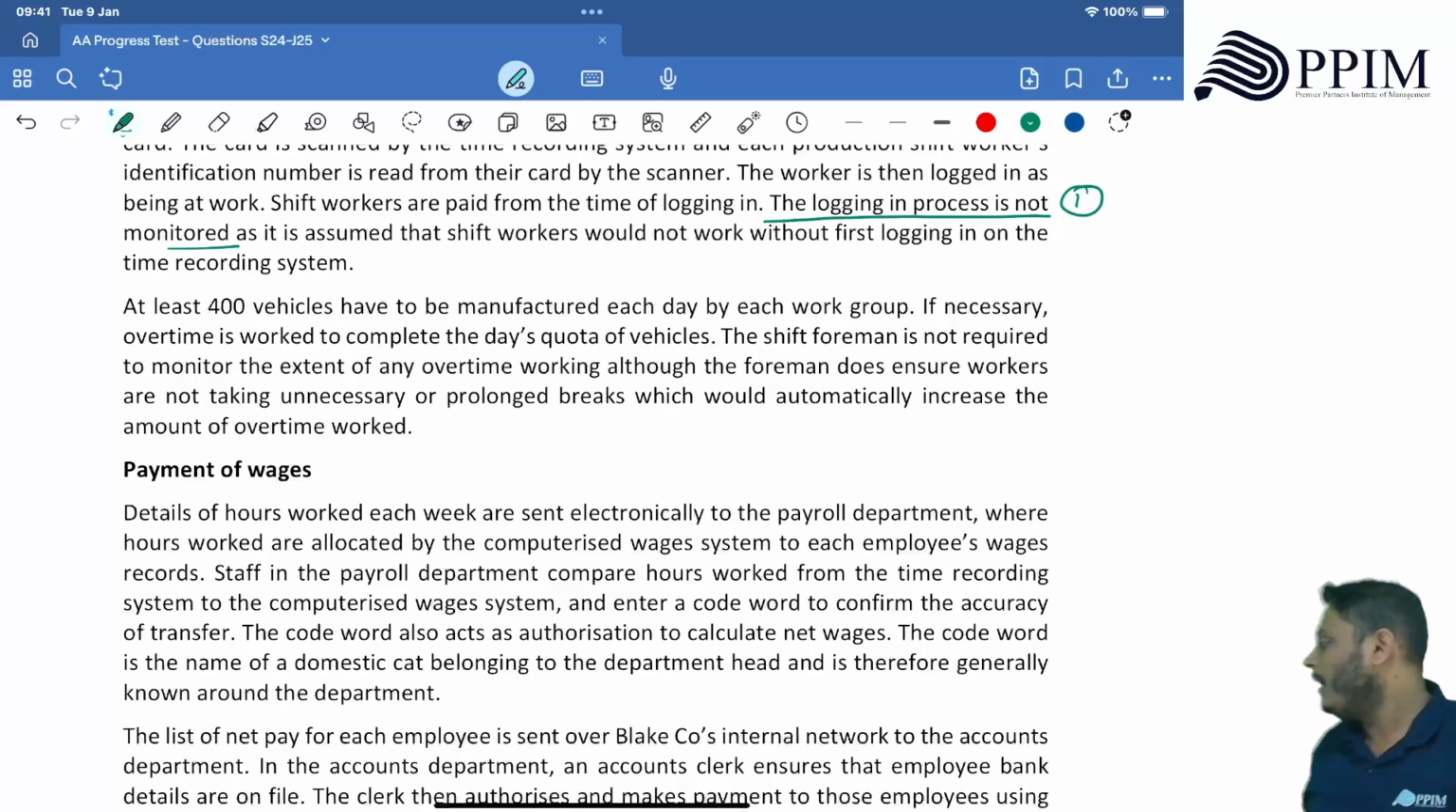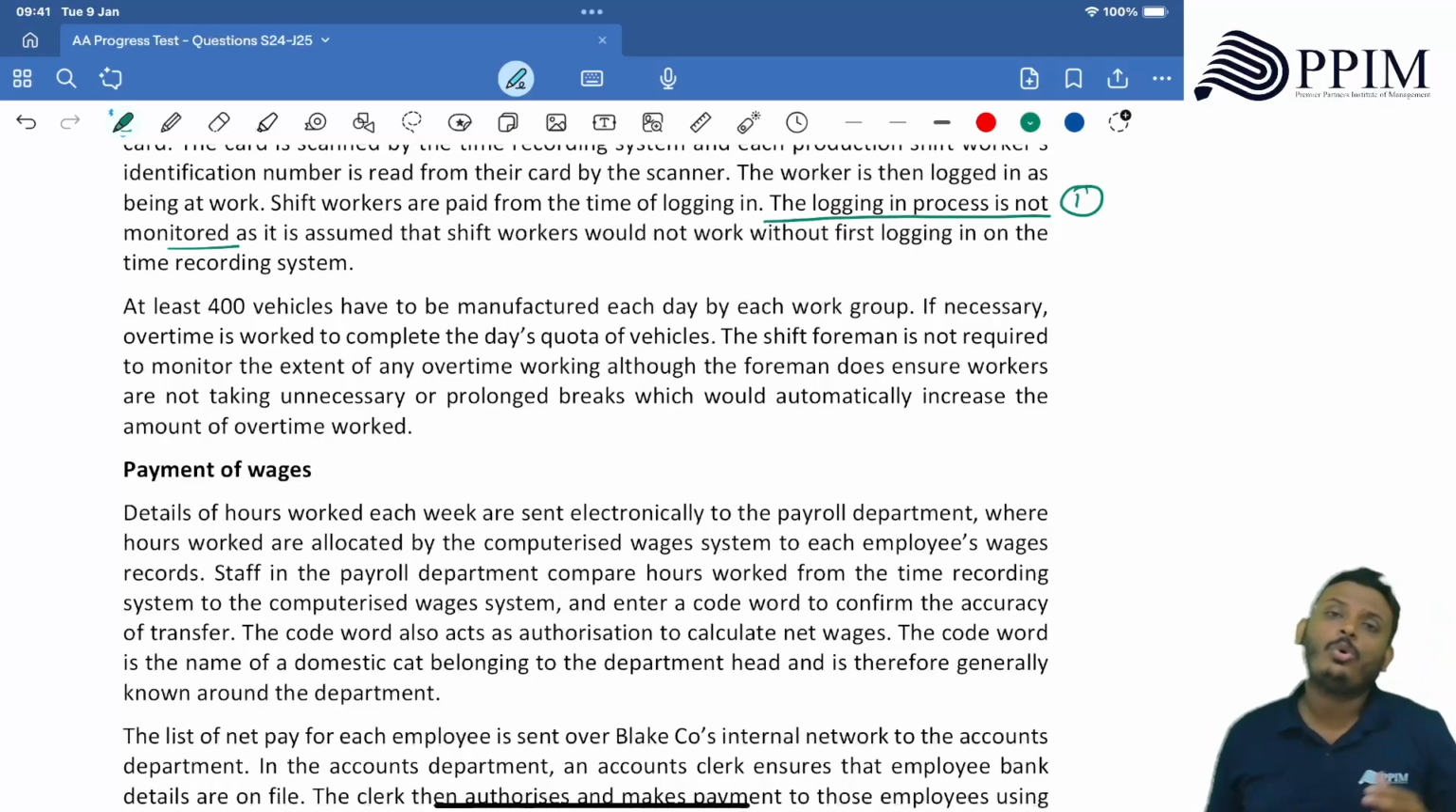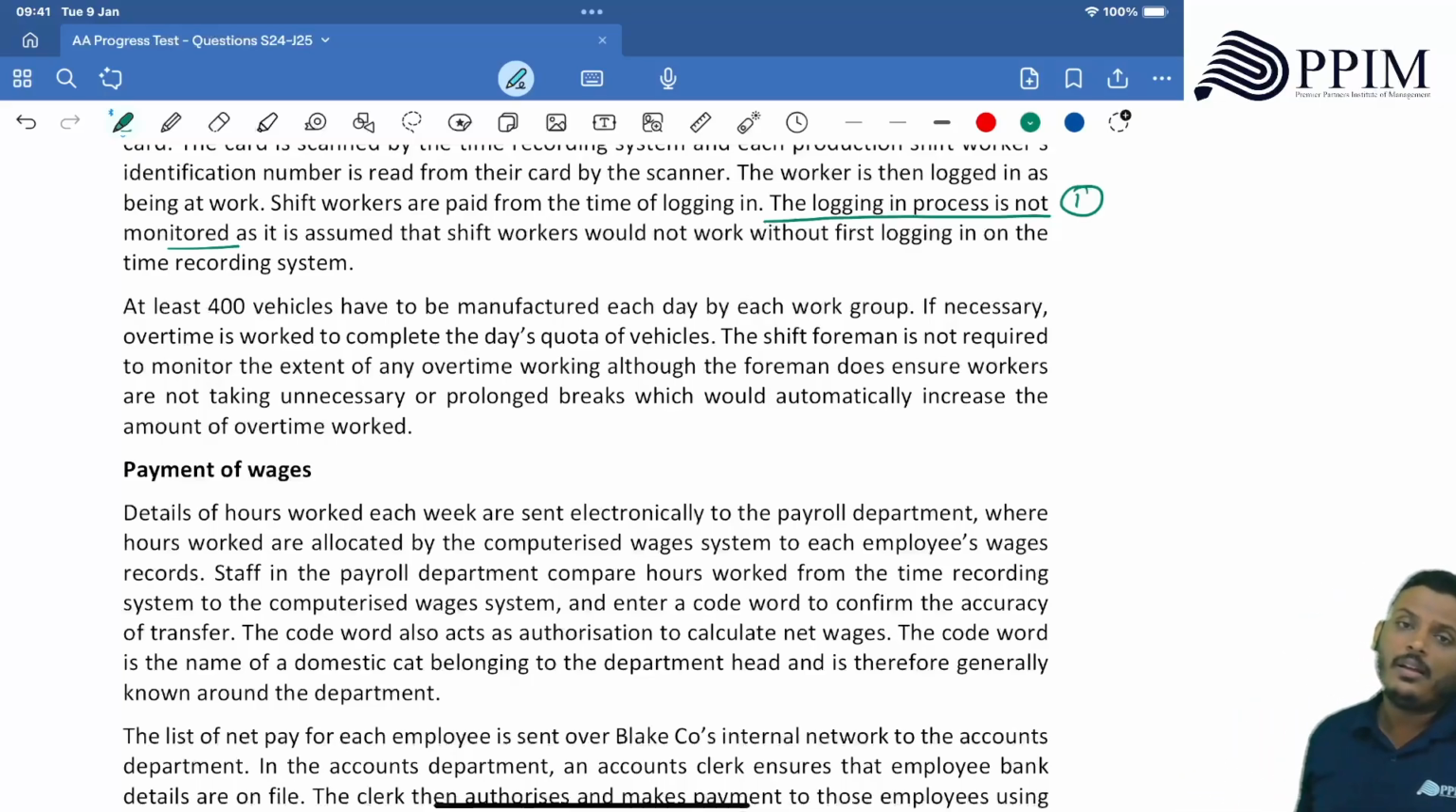Normally there is an overtime sheet. In that overtime sheet, who should approve and authorize it? The shift manager. Sir, for audit risk and control, can we write the answer in one paragraph? Yes, you can write the answer in one paragraph. No problem.